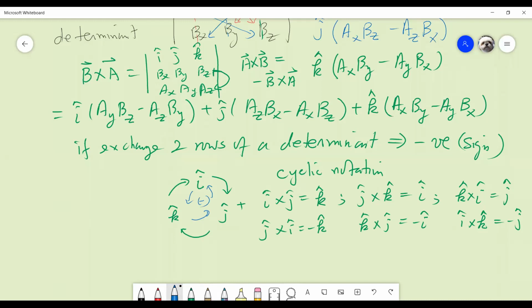How did you know that I times J is equal to K? Remember that I is in the X direction and J is in the Y direction. Then you use your right hand, and you swipe from X to Y. Your thumb will tell you the direction, so my thumb will be in the K direction. You always follow this cyclic notation.